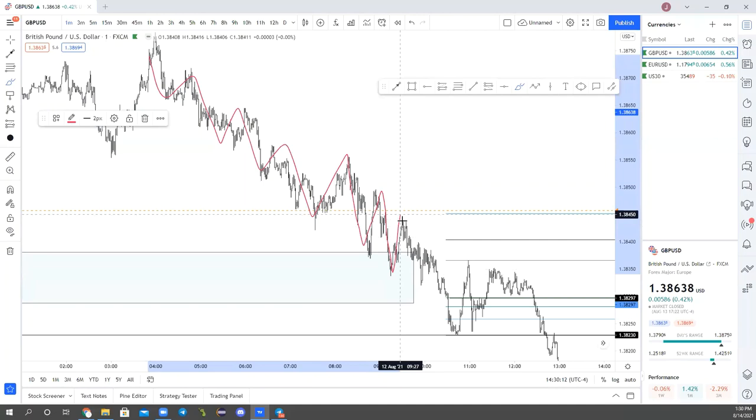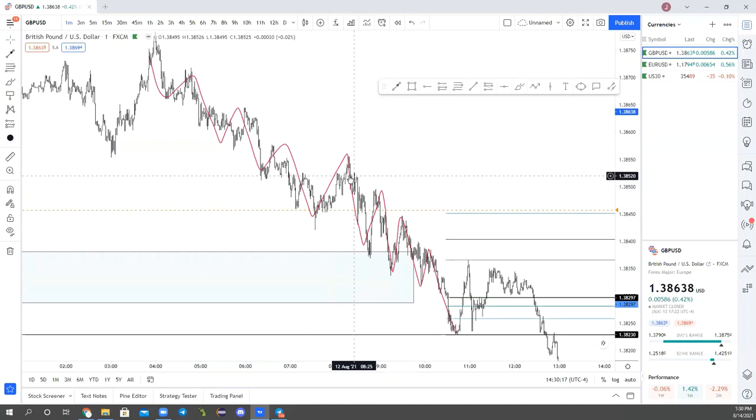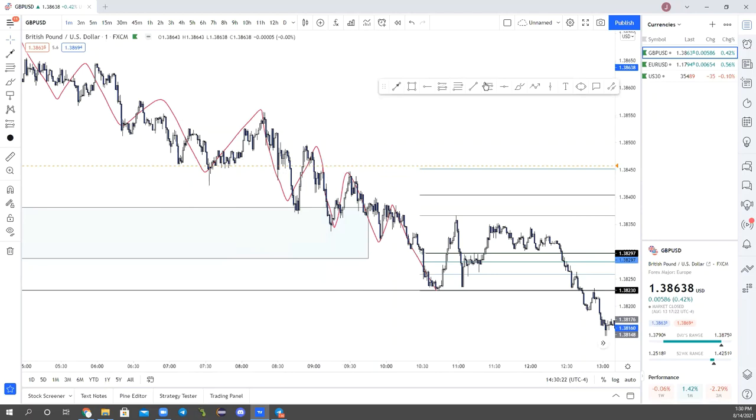Right? So people buy up, buy up, buy up. What happens? This high made this low. What does price do? Trades right into it. Probably hit a fib retracement, to be honest with you. 61.8 pretty much.